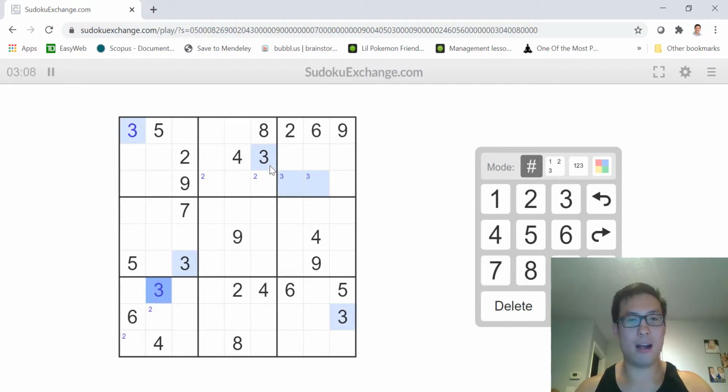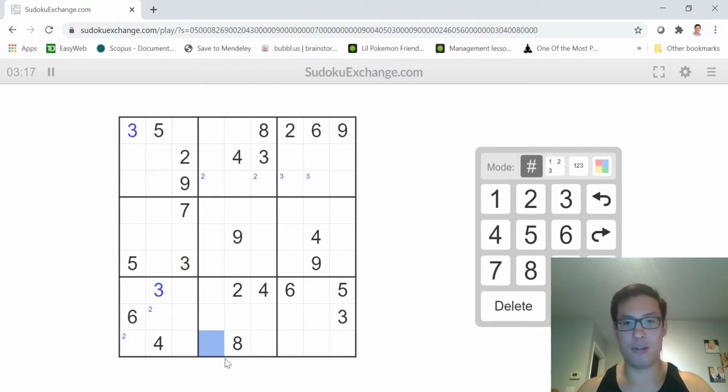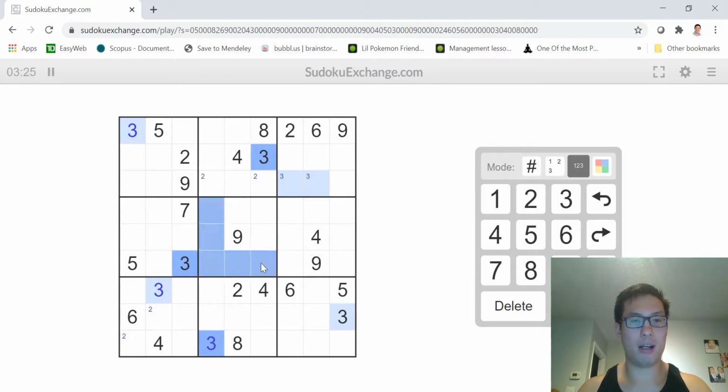Love it. And then obviously this 3 and this 3 look into this 3x3, and it gives you another solid digit. At this point in time, this 3 and this 3 look here, here, and here.